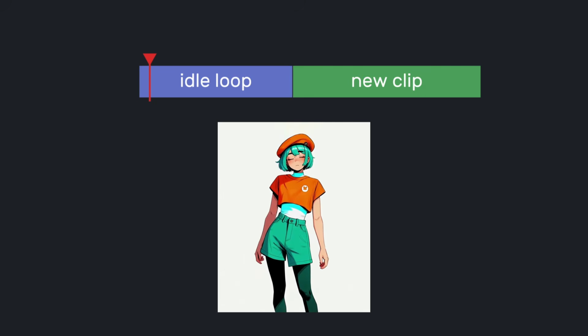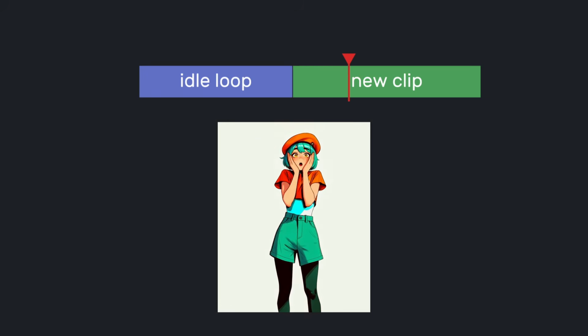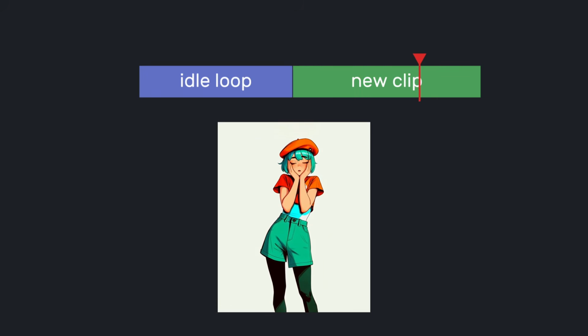If we simply generate a new clip as we made the first idle clip, it will not work. You'll see a noticeable jump cut if you try to connect it to the idle loop clip, but don't worry, I'll teach you how to tackle this problem.